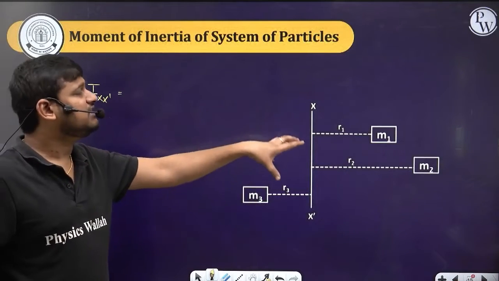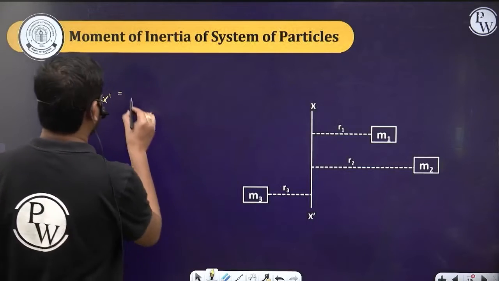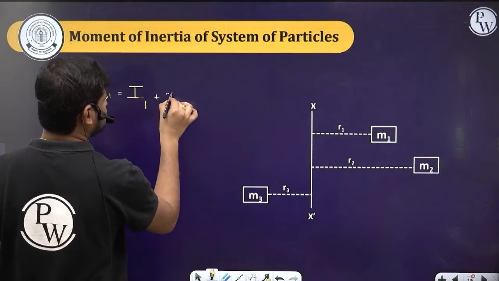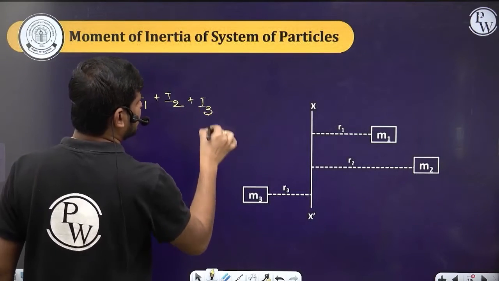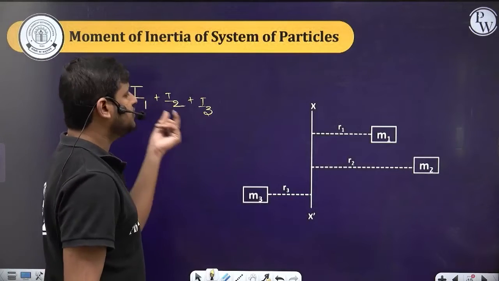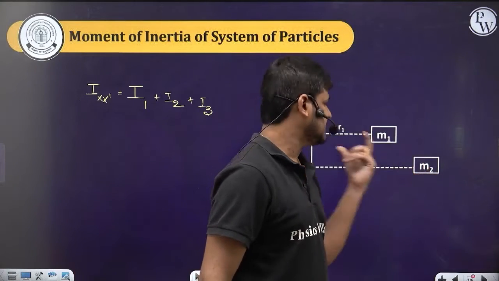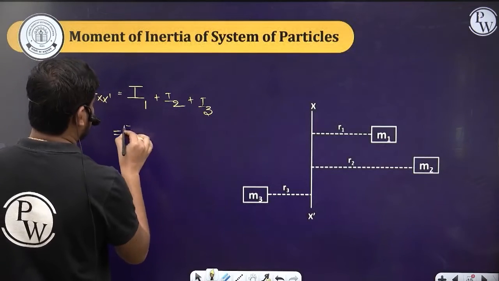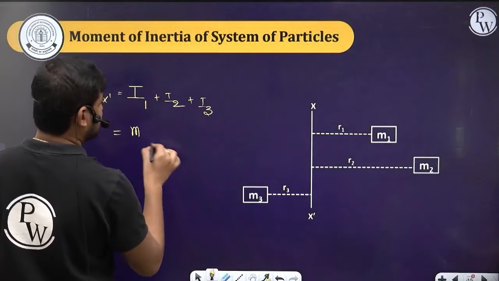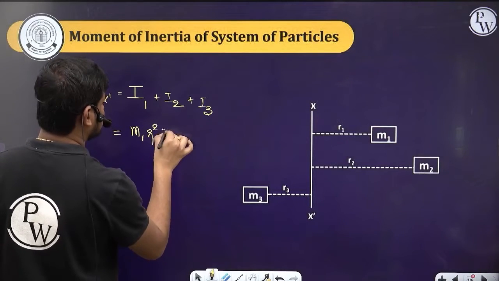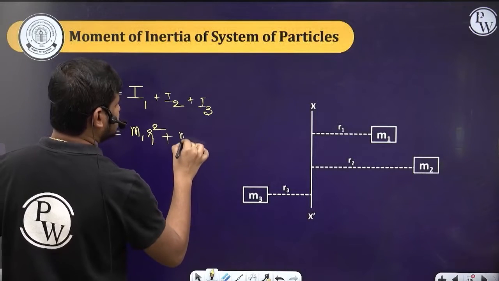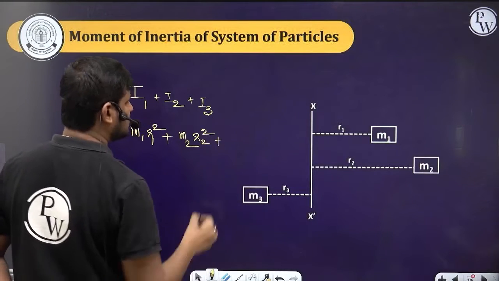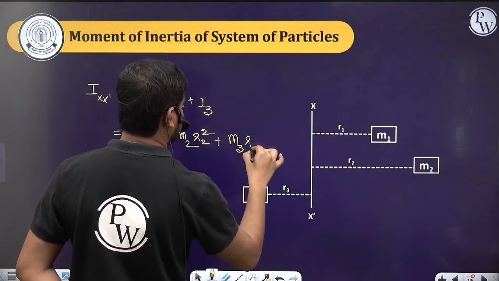I can write the moment of inertia, as it is a scalar quantity, you can simply add the moment of inertia of all the bodies. So the moment of inertia is I1 plus I2 plus I3. The moment of inertia due to m1 body is I1, of m2 body is I2, of m3 body is I3. The first mass is m1 at a distance r1, so m1 r1 square. Second, mass m2 at a distance r2, so m2 r2 square. And the third, m3 at distance r3, so m3 r3 square.